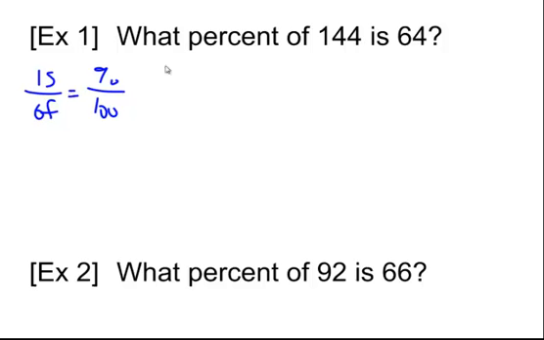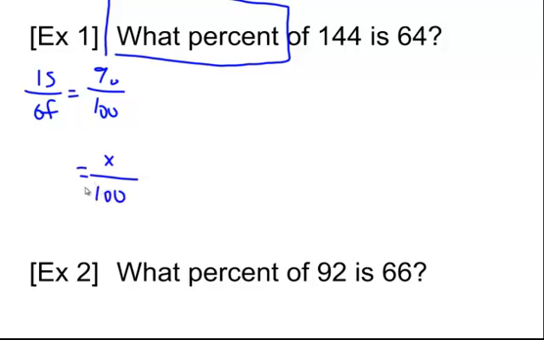Now you're going to identify all the different parts of it based on where it is in the sentence. So it says what percent. When it says what percent, that means we don't know what percent. So what goes there? An x. Because it says what percent, we don't know. It's a variable. So that's over 100 because percents are always out of 100.